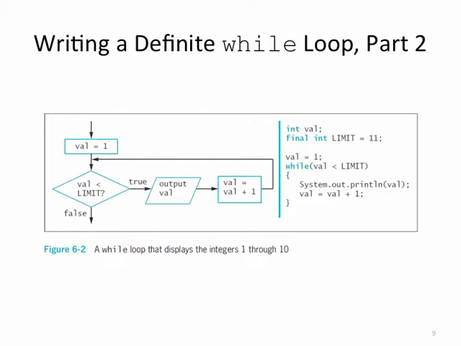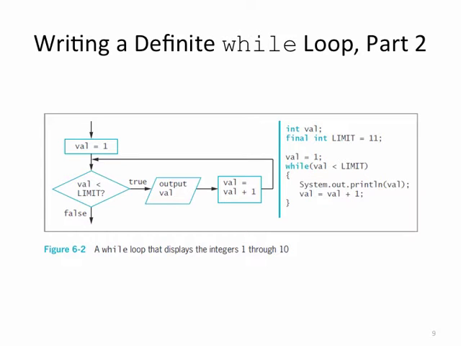Here's what this might look like. The initialization would be val equals 1. We initialize the loop control variable. The test is in the diamond. Val less than limit, test. Should we continue looping or not? If that condition is true, we update val. We're updating the loop control condition. We output val, and then we say val equals val plus 1. That's our update, where we modify the loop control condition. And then test again. We don't initialize again, but we test again and update again. Test, update, test, update, test, update.